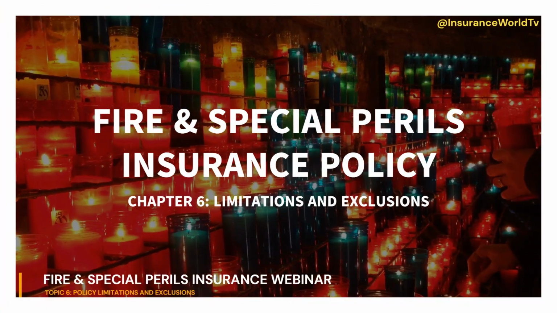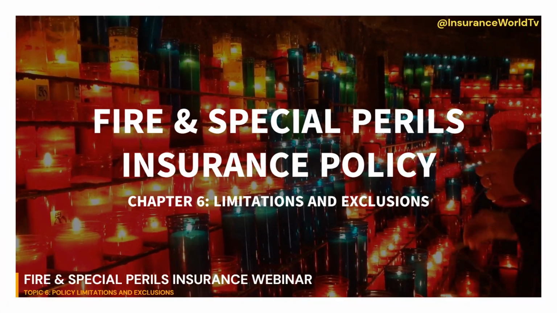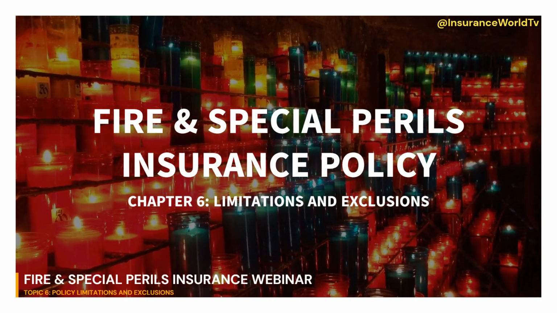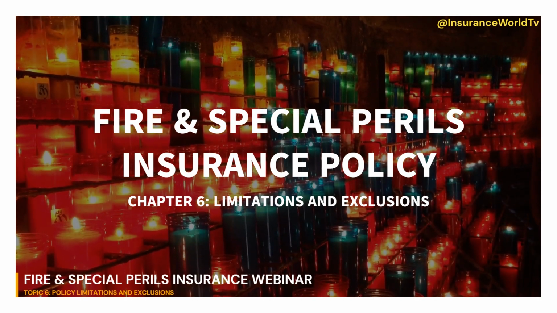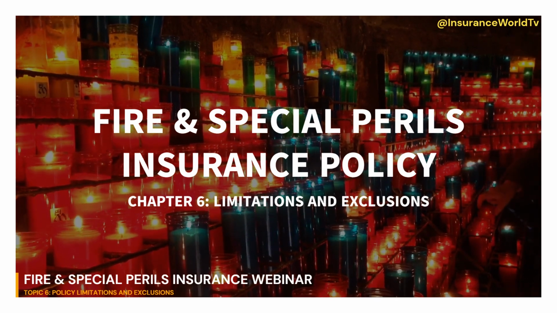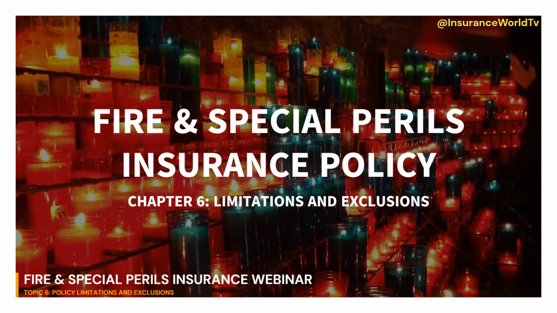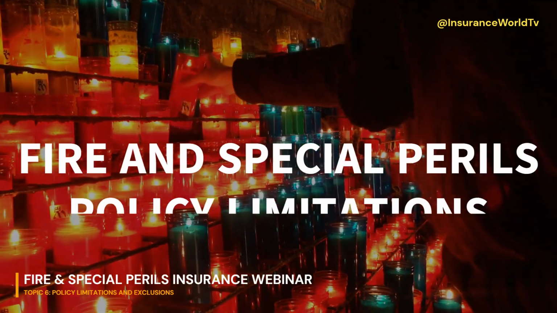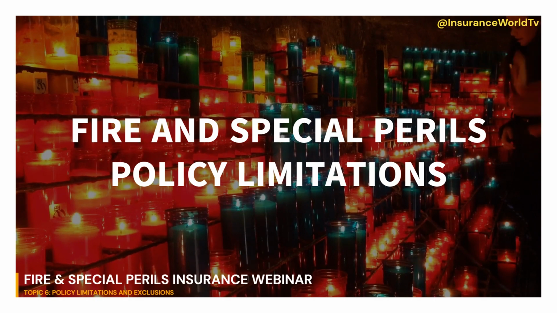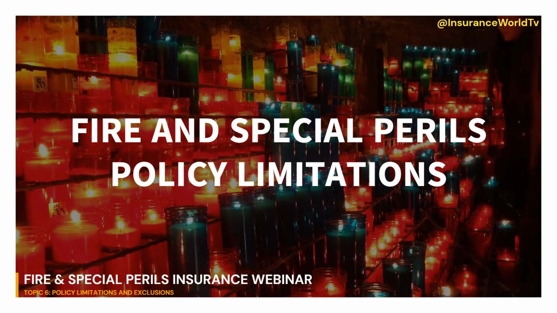Welcome to the second last chapter in this Fire and Special Perils webinar. Chapter 6. In this chapter, we will discuss fire and special perils insurance policy limitations and policy exclusions. Subtopic 1. Fire and special perils insurance policy limitations.